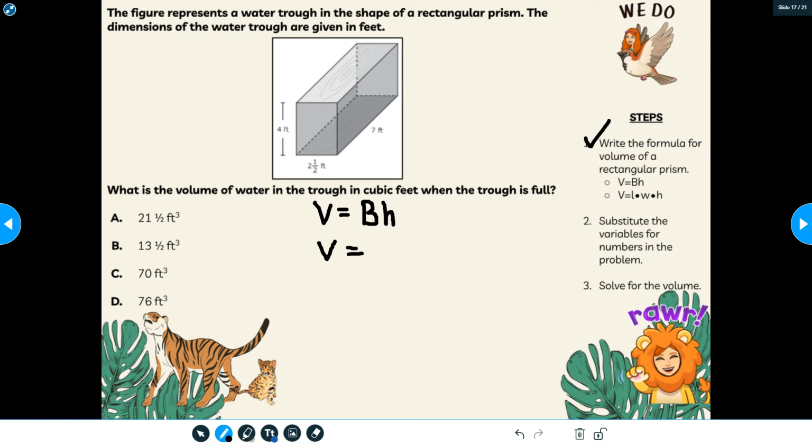Let's do this problem together. It says the figure represents a water trough in the shape of a rectangular prism. The dimensions of the water trough are given in feet. What is the volume of water in the trough in cubic feet when the trough is full?